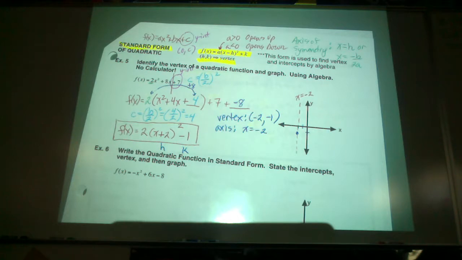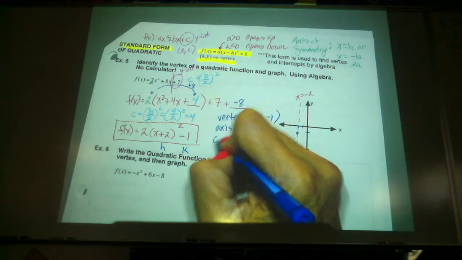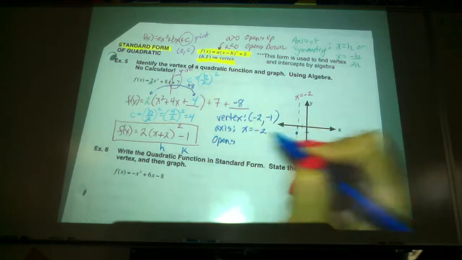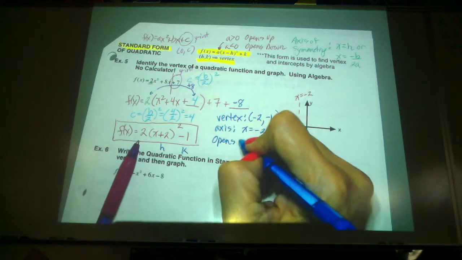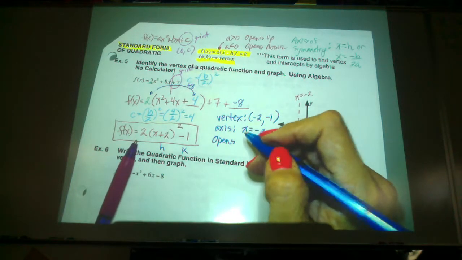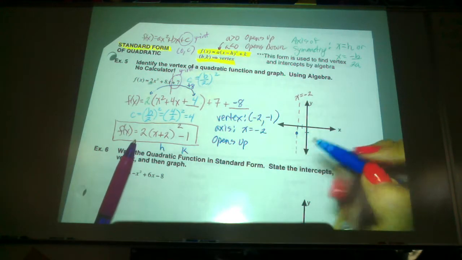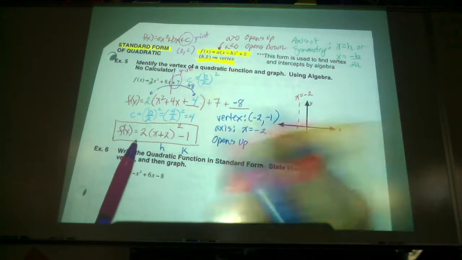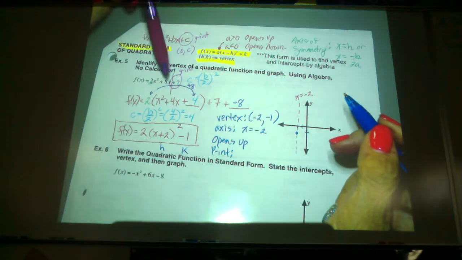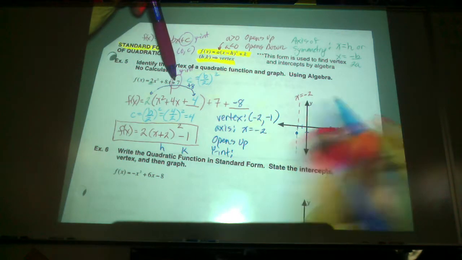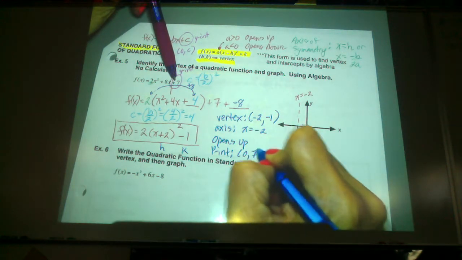So my axis is x equals negative 2. The other important points would be the y-intercept and whether it opens up or down. Does this open up or down? Look at what's in front here. Is that greater than 0 or negative? Positive or negative. So it opens up. So I expect to be opening up this way. My y-intercept from my original problem here, which my constant was 7, it's (0, 7).